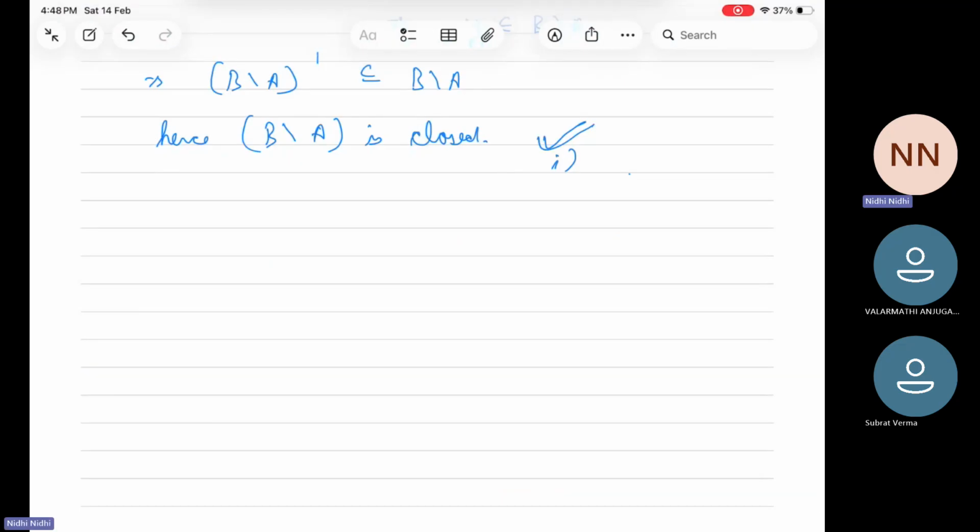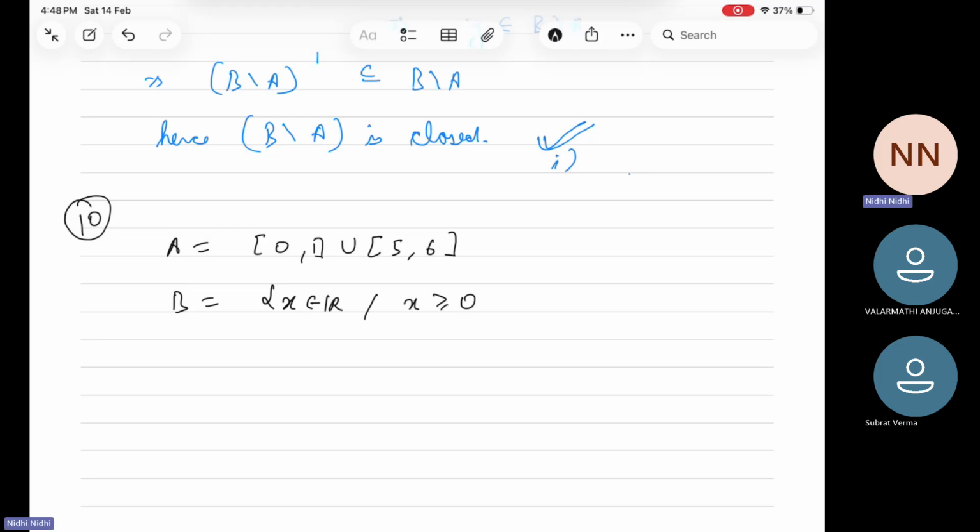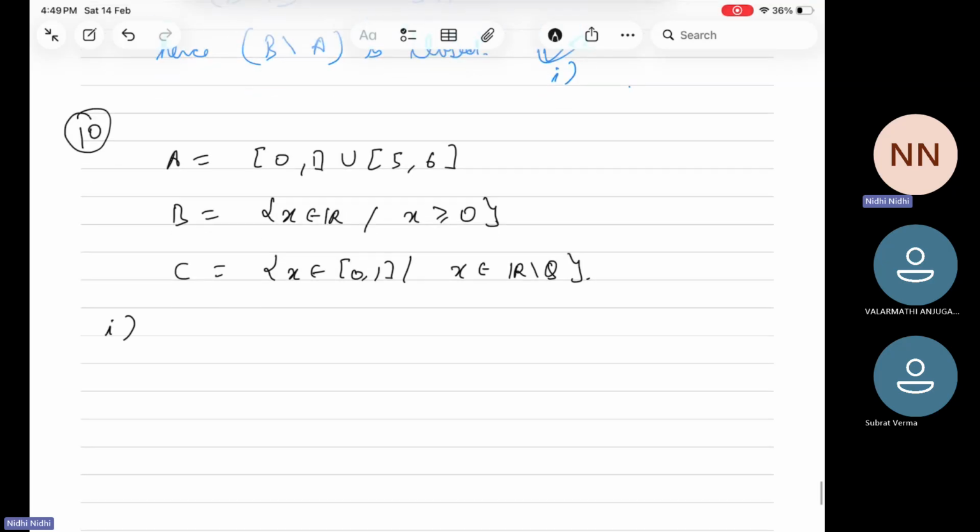Okay, so now last problem, question number 10. Consider the following subsets of R. We have A, closed interval 0 to 1, union 5 to 6. Then we have B, all those X in R such that X is greater than or equal to 0. C, all those X in closed interval 0 to 1 such that X belongs to R minus Q. So basically these are irrationals in the set closed 0 to 1. And which of the following is true? We have first option, A, B and C are compact.